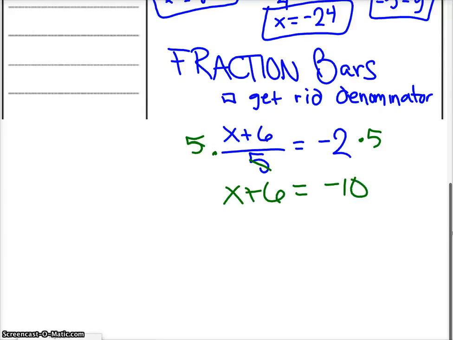Now I can move my 6. So to get rid of plus 6, you would subtract 6. X equals, do I add or subtract these? Add them because they're the same sign. Negative 16. Okay? So you're going to have some that are going to have a huge division bar. You need to get rid of that bottom number first before you can move what's not connected to it. Okay? All right, that's it for today.